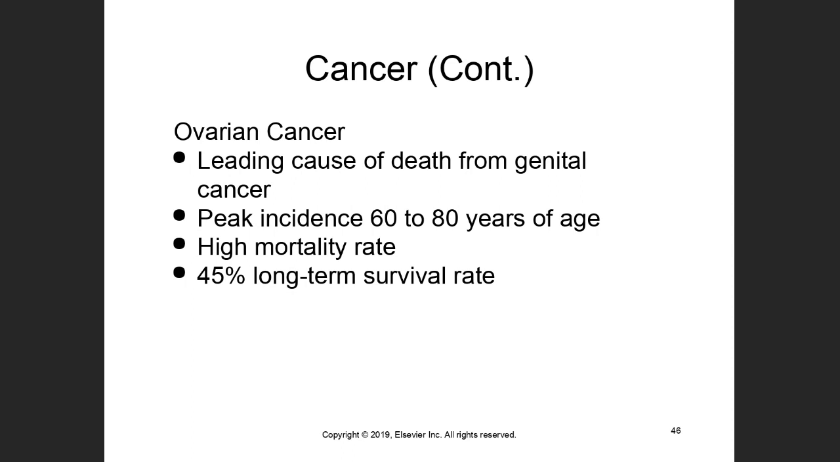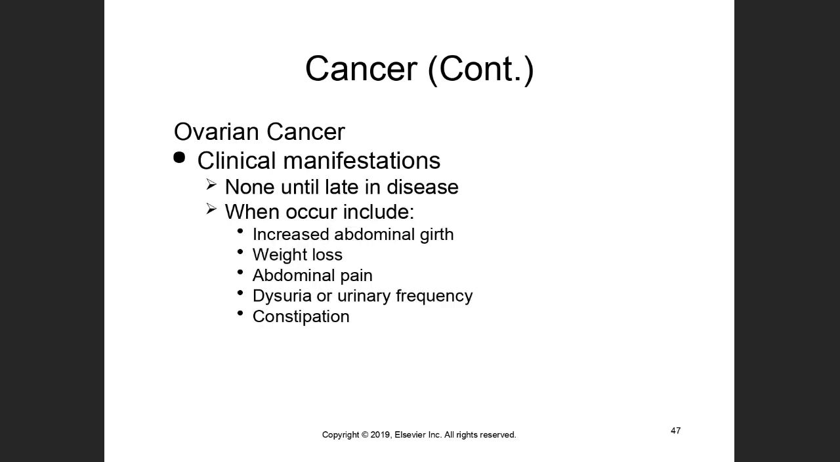Now we have ovarian cancer. Ovarian cancer is the leading cause of death from genital cancer, with peak incidence at 60 to 80 and a high mortality rate. The problem with ovarian cancer is that we also don't have a screening test. Clinical manifestations do not appear until late in the disease, and include increase in abdominal girth, weight loss, abdominal pain, dysuria, constipation, and sometimes the patient develops ascites and also an omentum cake.